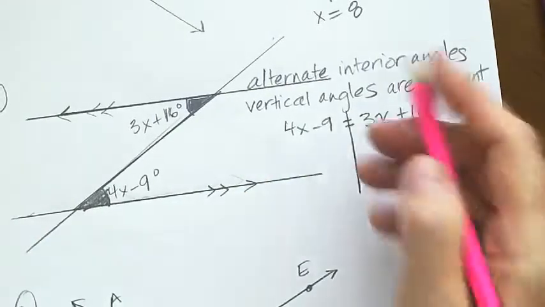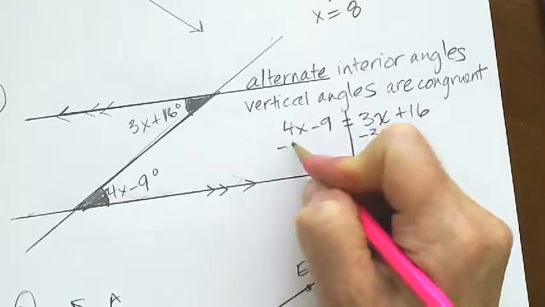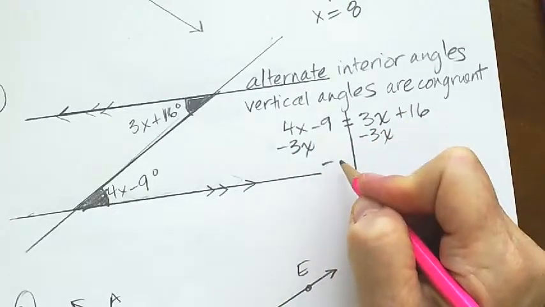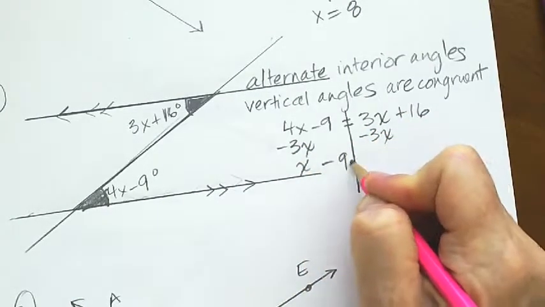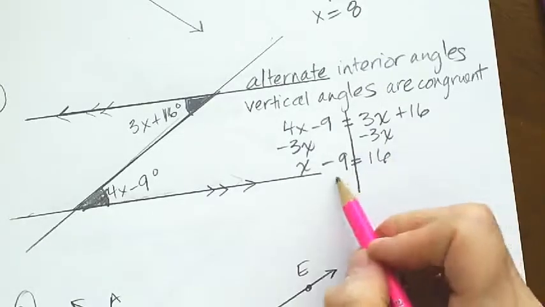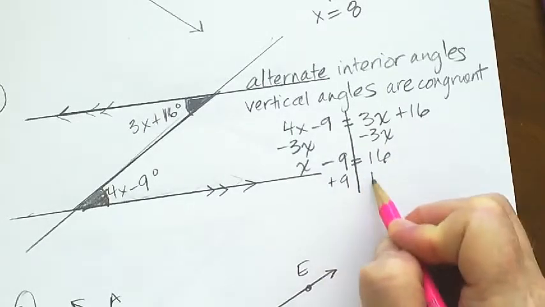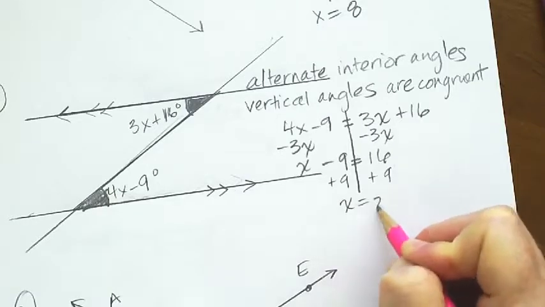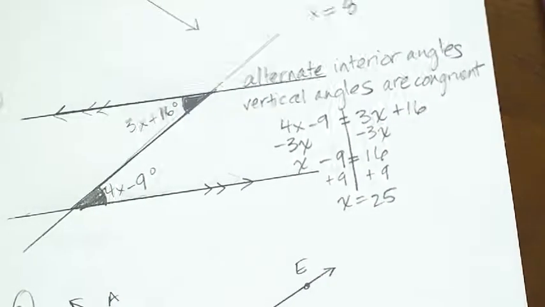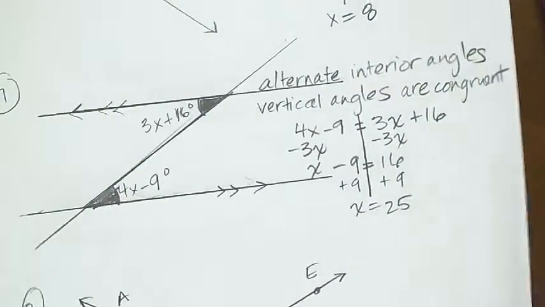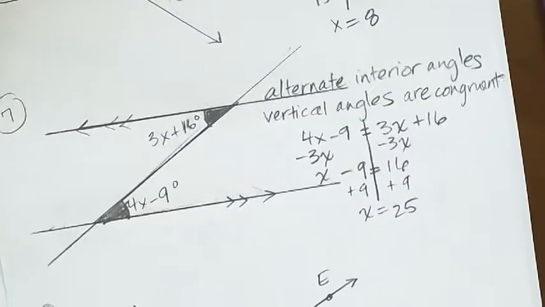Solve for x. X is on both sides. Let's get rid of the smaller one. So x minus 9 equals 16. Add 9 to both sides. So x equals 25. And that one was Khan.